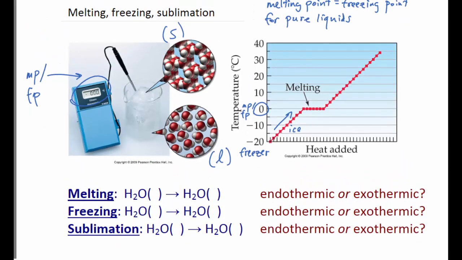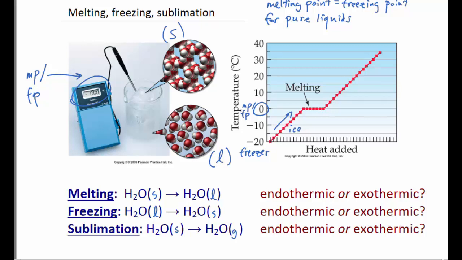Answering these will be a good, quick little review for us. Melting is water from what phase label to becoming what? Melting. Solid to liquid. There we go. And then freezing is the opposite. Liquid to solid. What is sublimation? We talked about that a long time ago, but solid to gas.